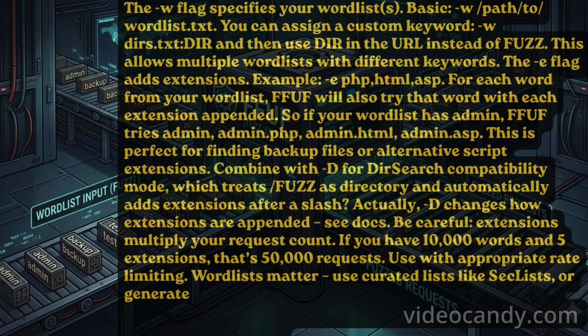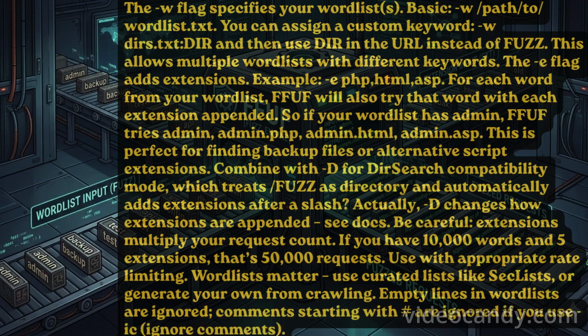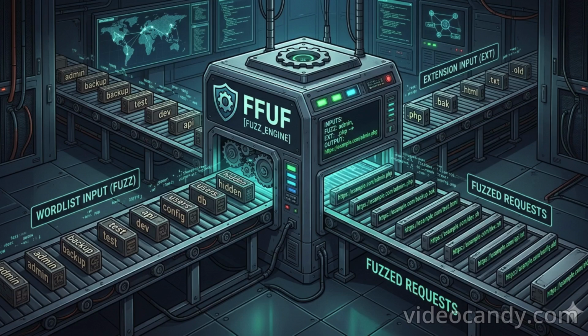Extensions multiply your request count. If you have 10,000 words and 5 extensions, that's 50,000 requests. Use with appropriate rate limiting. Word lists matter. Use curated lists like SecLists or generate your own from crawling.